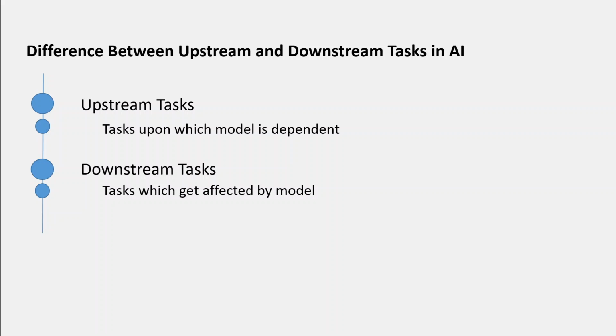And then when you give a prompt to your model and it generates an output, that is where the tasks are called downstream tasks because they get affected by the model.